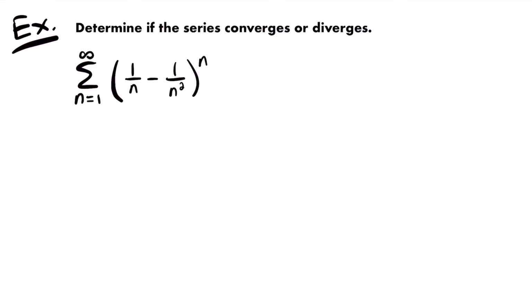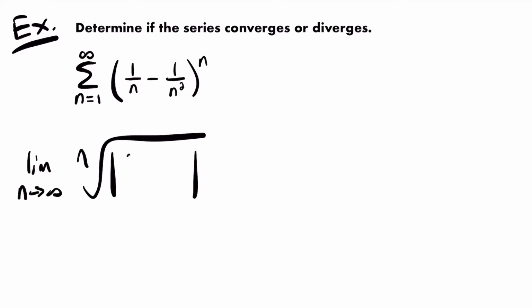All right, now since we have a quantity raised to a power of n, it's going to be a good idea to use the root test for this series. As soon as you see some quantity raised to a power of n, that should be a huge indicator for you that using the root test will be the most efficient way to determine the convergence of that series. So we'll take the limit as n approaches infinity of the nth root of the absolute value of 1 divided by n minus 1 divided by n squared to the power of n.